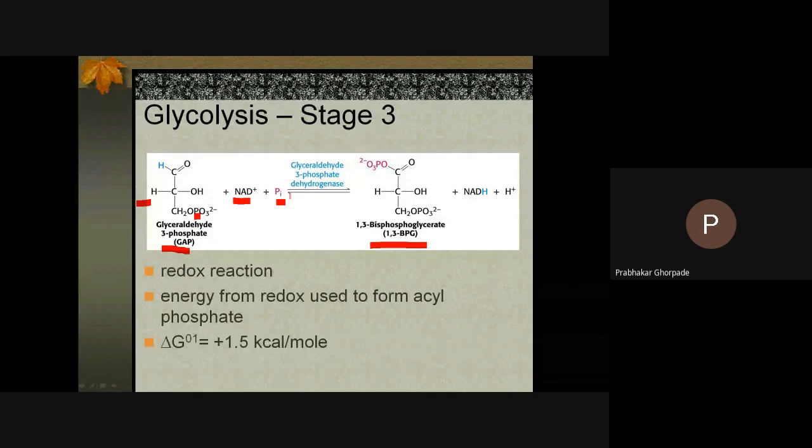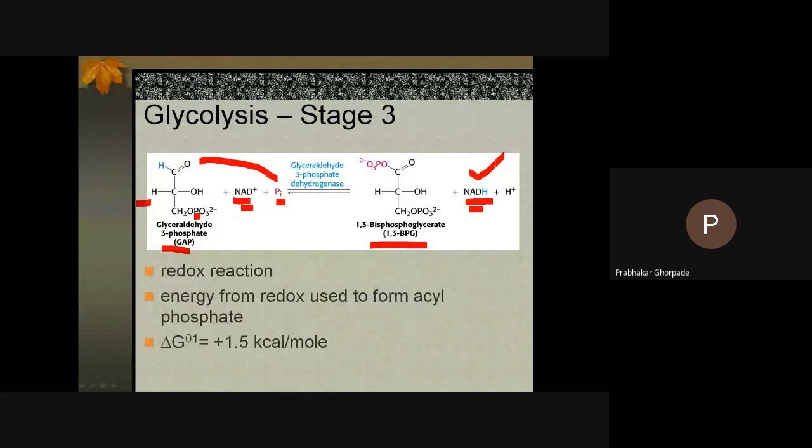The inorganic phosphate group is attaching here. So this is 1,3-bisphosphoglycerate, and this NAD is getting converted into NADH. This NADH can be a source of energy. We know that one NADH can give around 2.5 ATP molecules.